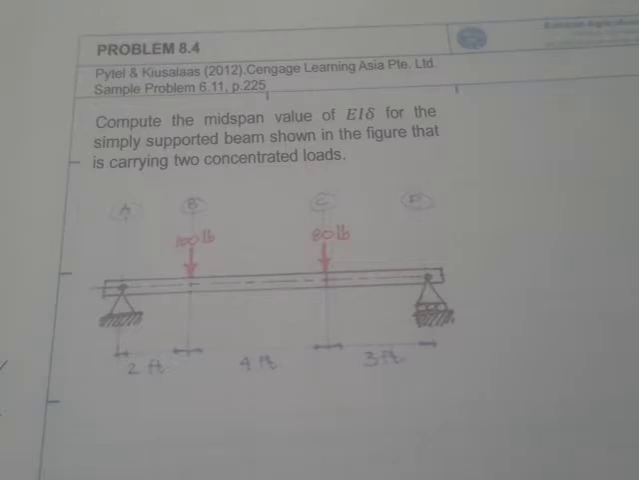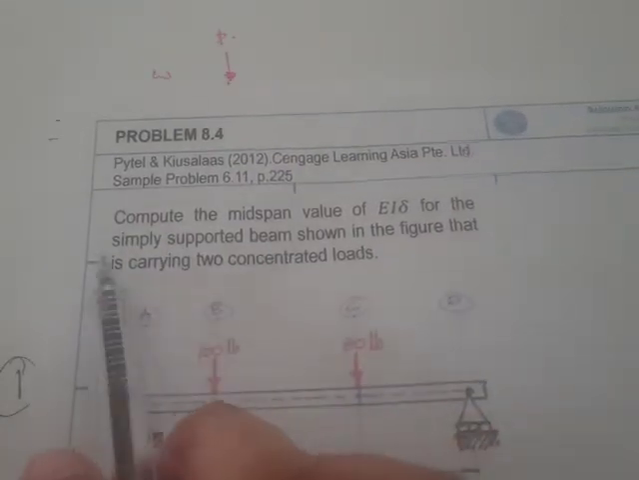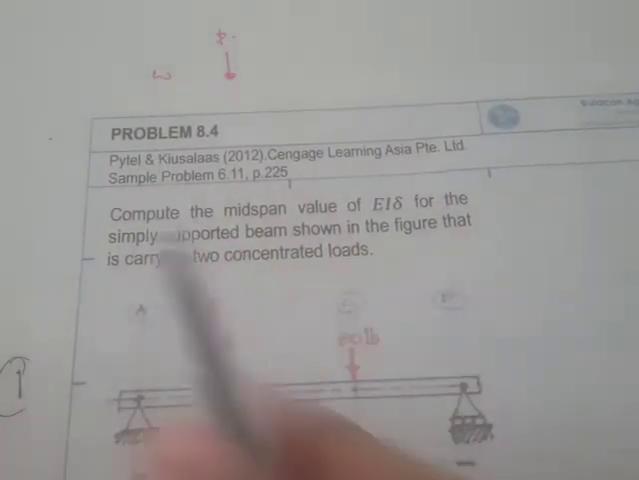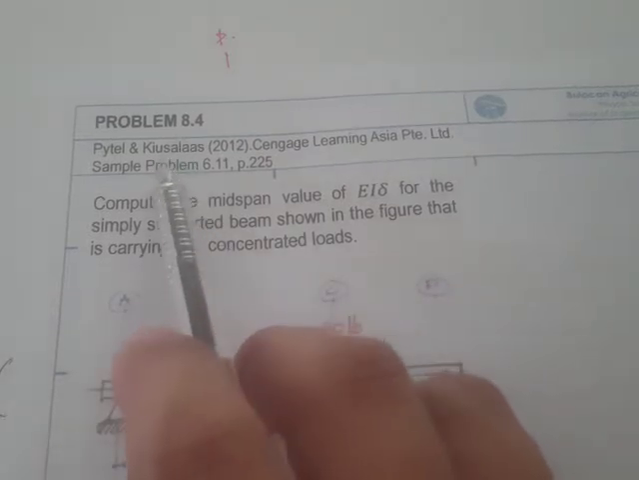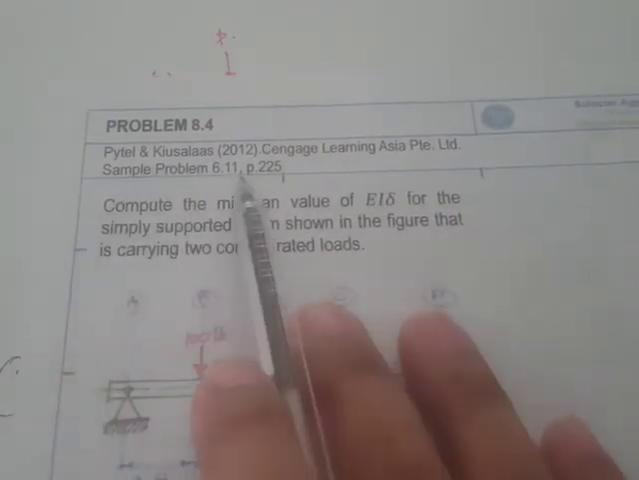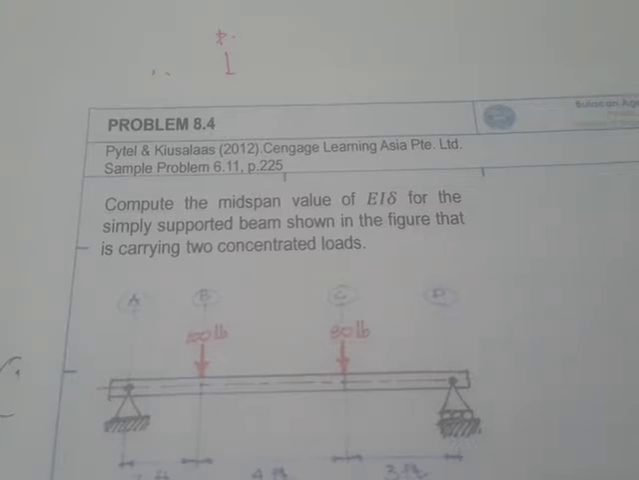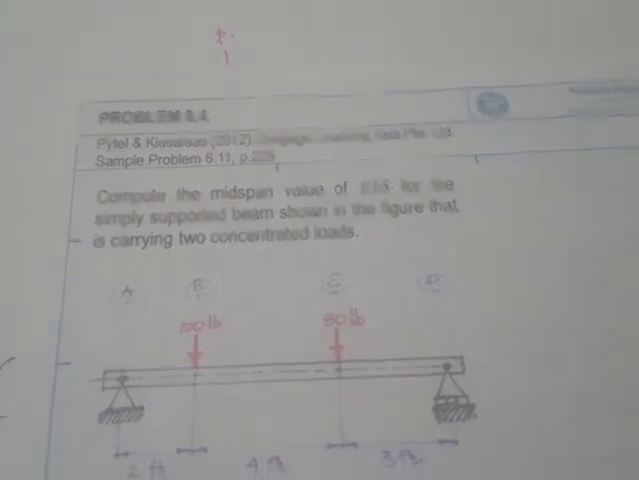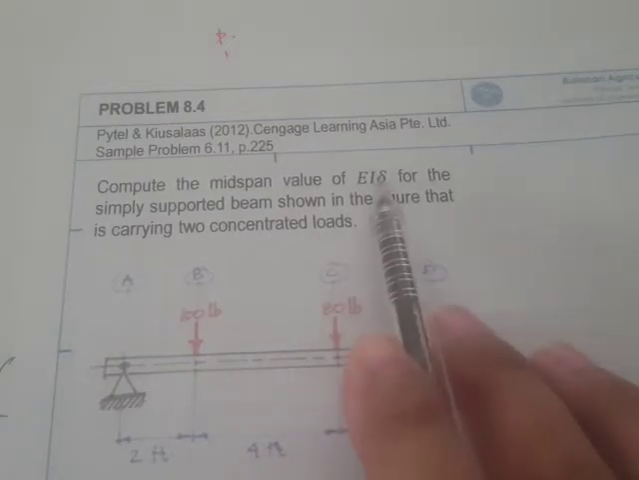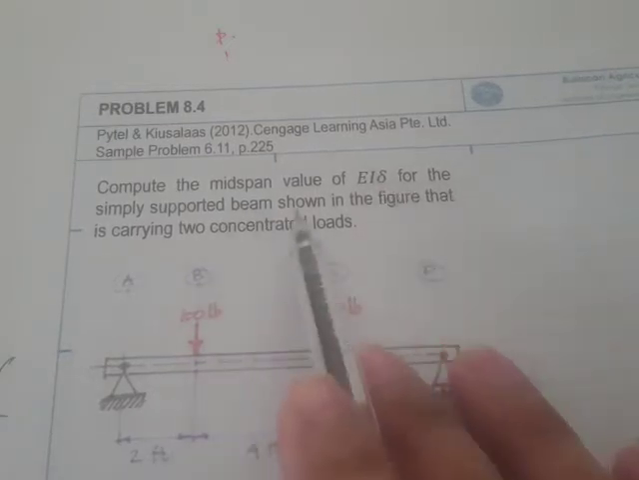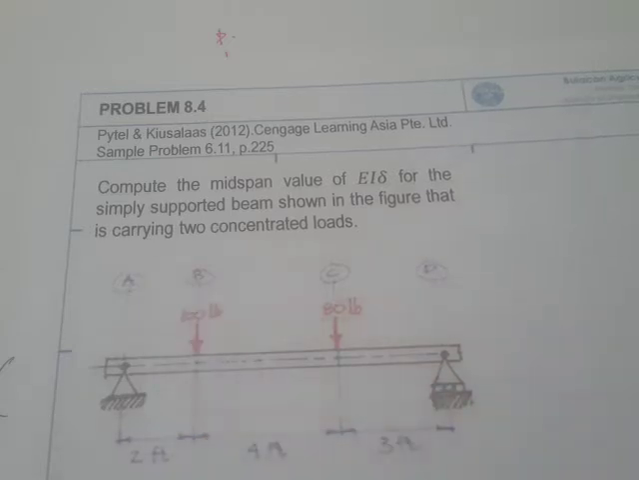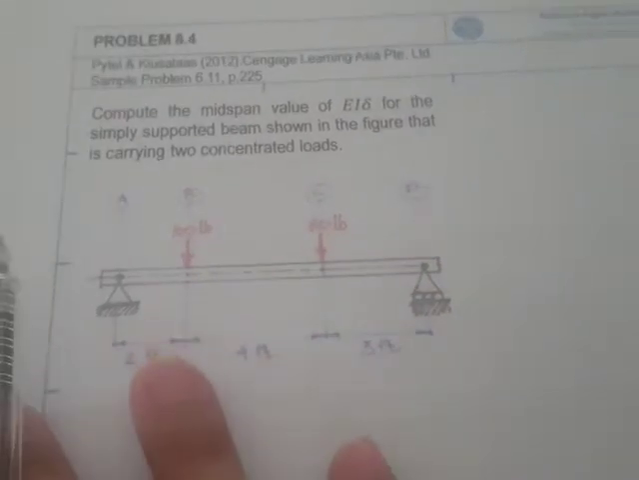Okay, so for the first sample problem, this one is taken from the textbook by Pytel and Kiusalaas, and this is sample problem 6.11. It says here, compute the midspan value of EI times the deflection for the simply supported beam shown in the figure that is carrying two concentrated loads.